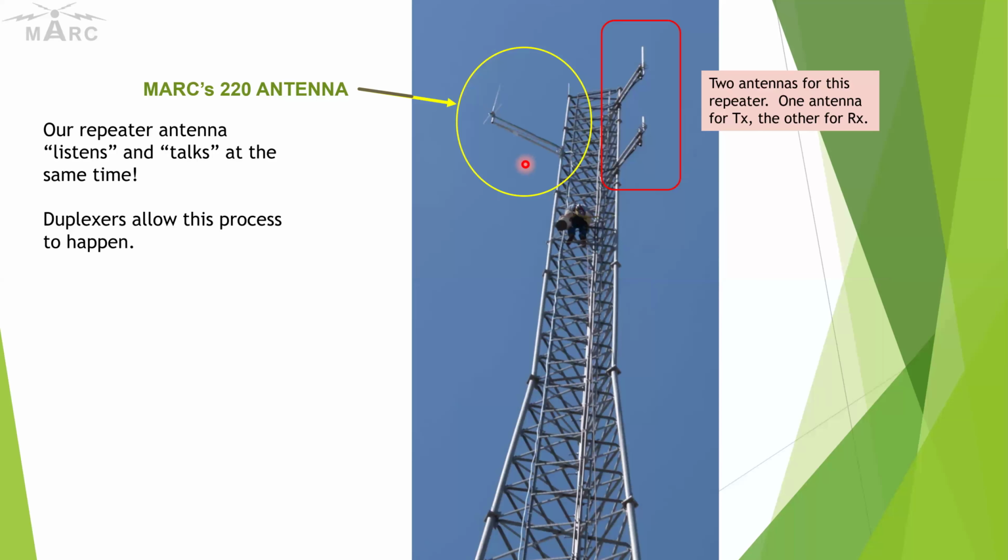So the duplexers allow our antenna to listen and talk at the same time, okay? Now, here's a scenario where we have 2 antennas for a single repeater. This is the Murray power repeater, and they have a transmit antenna and a receive antenna. But if you look in the shack, you will see that there's also some small canisters.